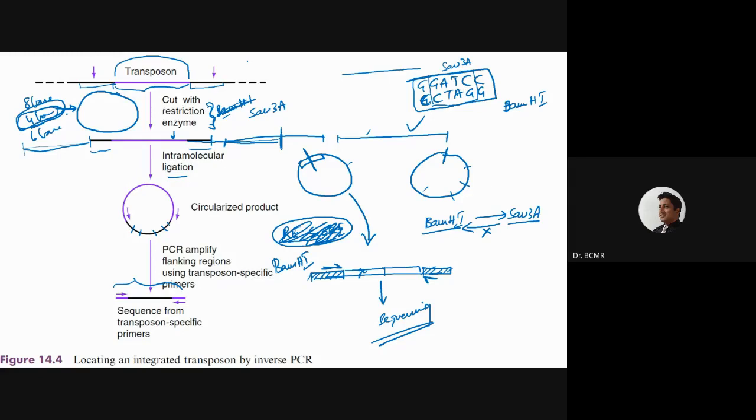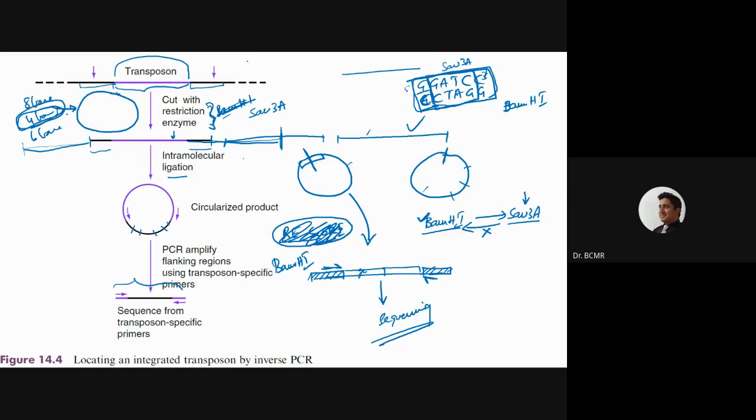Sau3A only recognizes the middle GATC, isn't it? So all BamHI sites will have this GATC, so all BamHI sites will be cut by Sau3A. Whereas not all Sau3A sites will be cut by BamHI. They will only be cut if you have the G on the 5' side and this C on the 3' side. Otherwise, BamHI cannot cut Sau3A sites. So that's how you have to think.